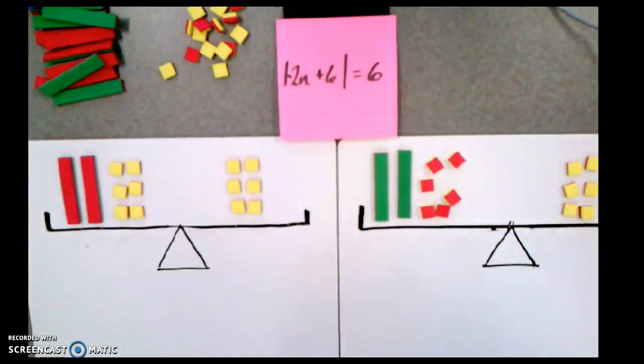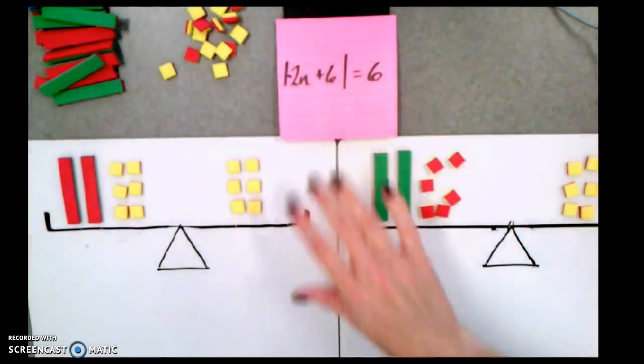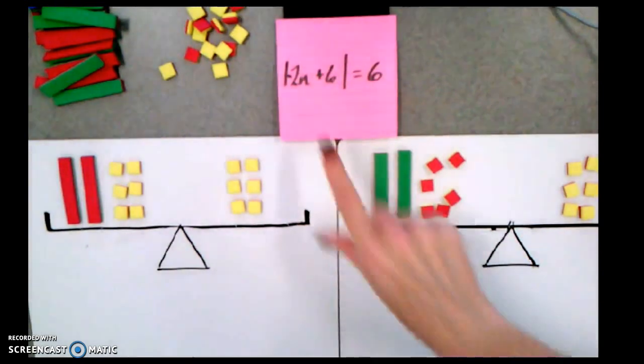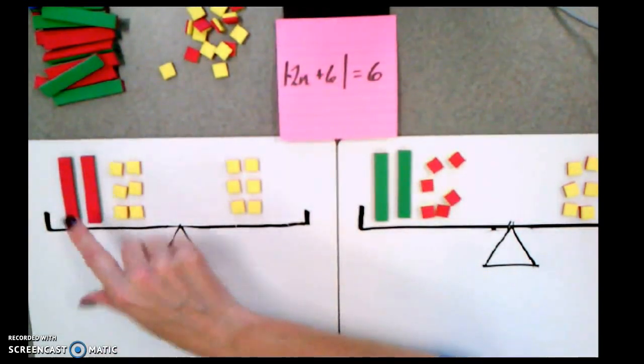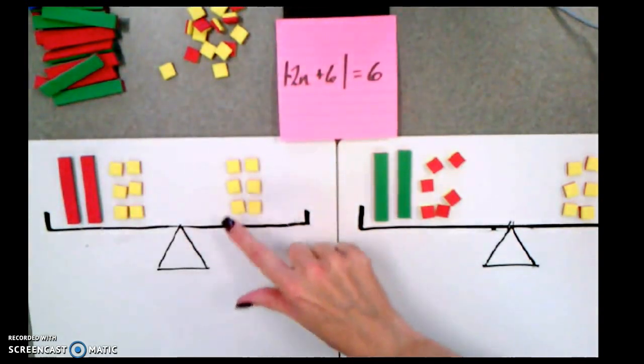Today I'd like to model solving an absolute value equation using algebra tiles. The equation that we're going to solve is the absolute value of negative 2n plus 6 equals 6. What I did is I set this equation up two ways. I set it up the way it's written here, negative 2n plus 6 equals 6.